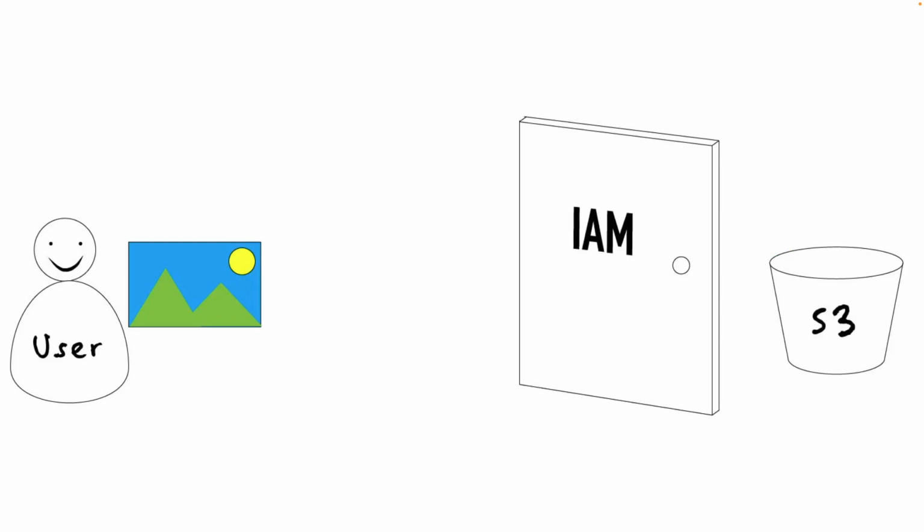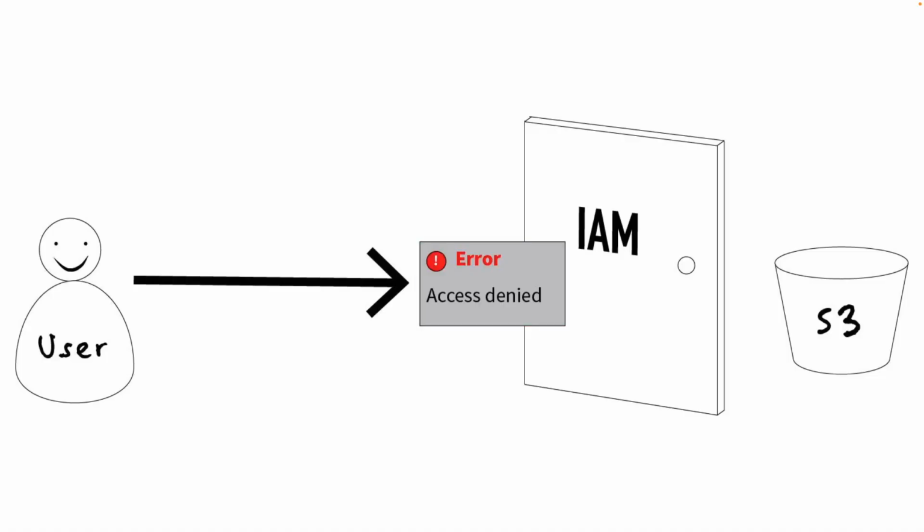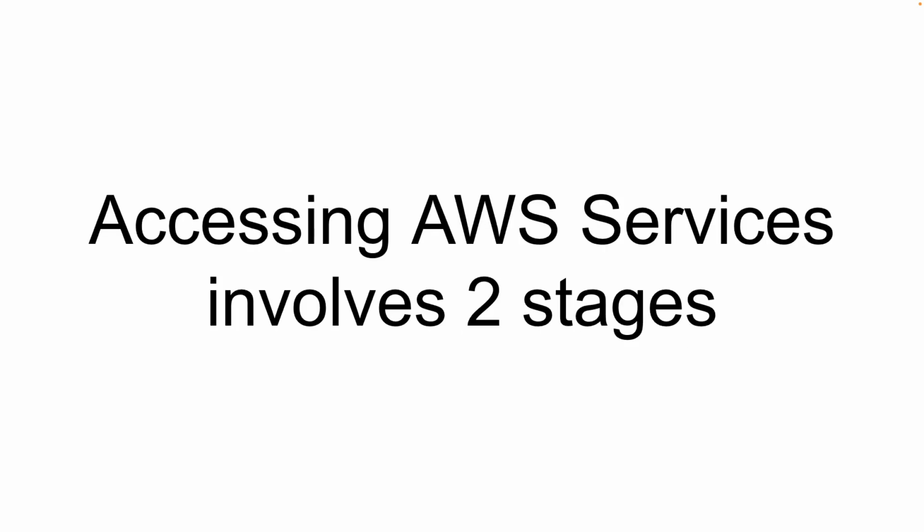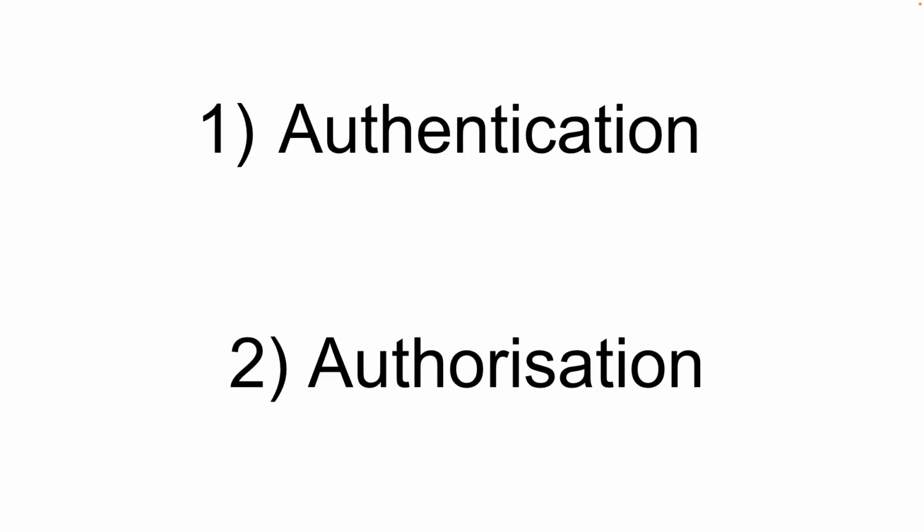But if the user doesn't have the correct permissions, when the user tries to save the image to the S3 bucket, it will receive an error. So how exactly does IAM provide access to AWS services? Well, accessing AWS services involves two stages. The first is authentication, the second is authorization.